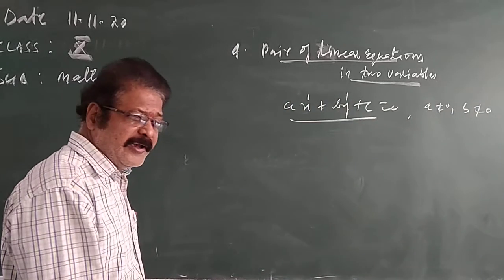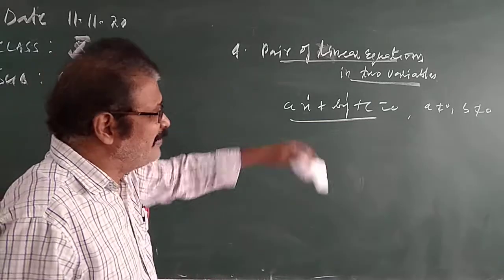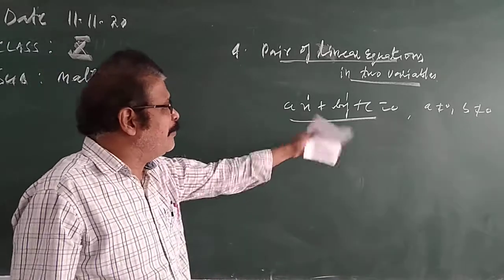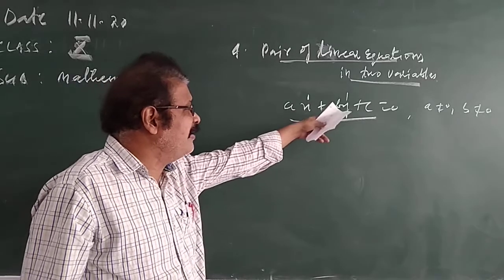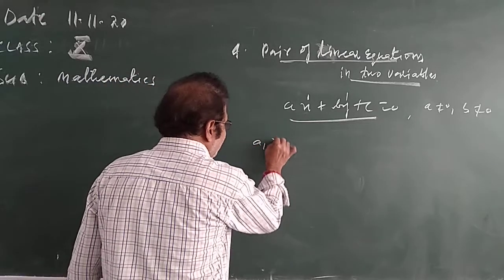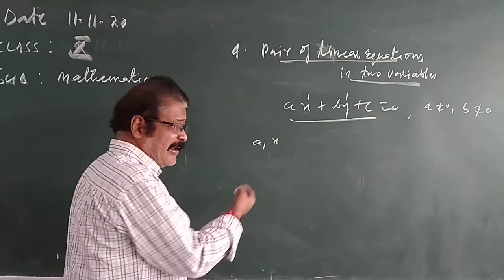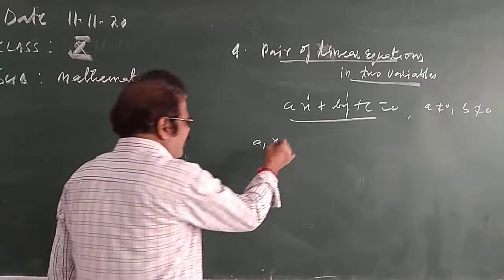This is okay. Pair. Pair means two. What are a, b, c here? a and b are the coefficients. a, b, c are the coefficients. a is the x coefficient, b is the y coefficient. Pair means when two lines are given, then we will give different coefficients for one line, and for the other line different coefficients. We won't give the same coefficients.